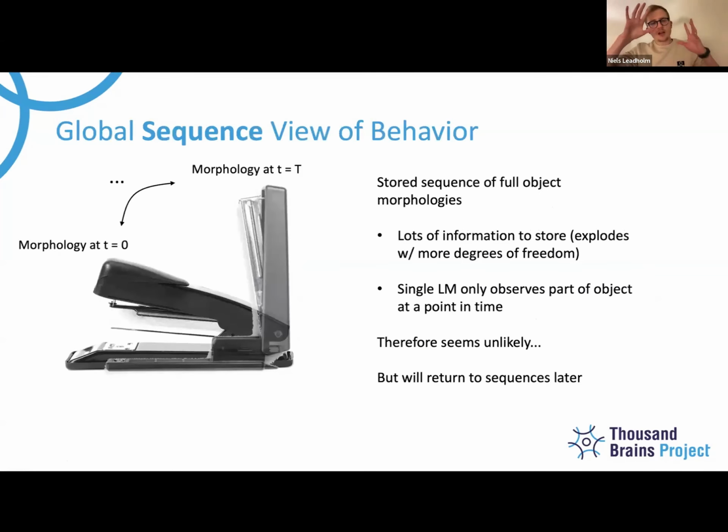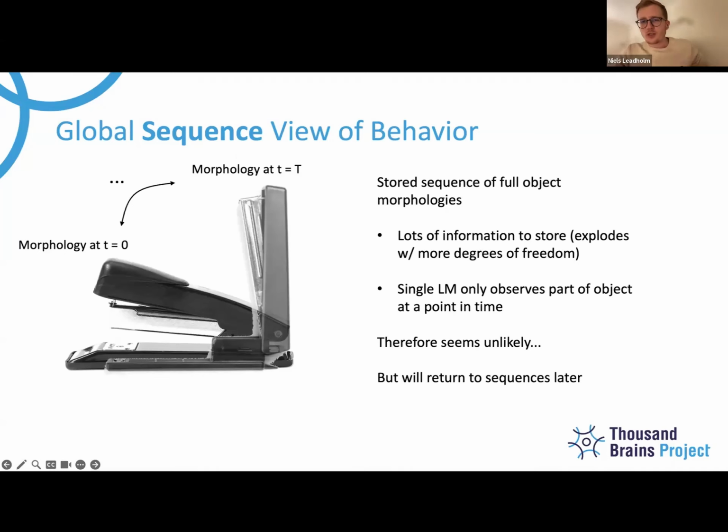And then, just contrasting this graph view with a global sequence view of behavior, which I think we've now discounted, but that isn't to say that sequences aren't going to be useful, and I'll come back to that. This is how we sometimes would talk about behavior before, where you have a stored sequence of full object morphologies. So you have a morphology at time equals t0, and then 100 others or whatever, and then time equals t.